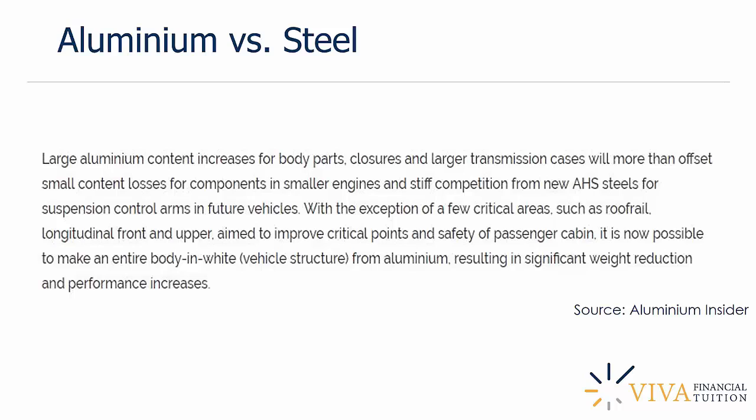You can see here, large aluminium content increases for body parts, closures and large transmission cases will more than offset small content losses for components in smaller engines, and stiff competition from new AHS steels for suspension control arms in future vehicles. You can see here at the end, it's now possible to make an entire body in white vehicle structure from aluminium, resulting in significant weight reduction and performance increases. So this is the key point here, the weight reduction and performance increases that are yielded by aluminium despite its slightly higher per unit cost.